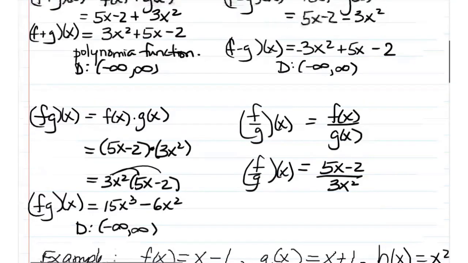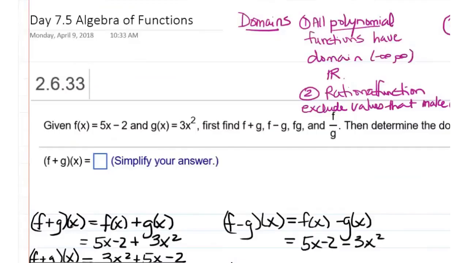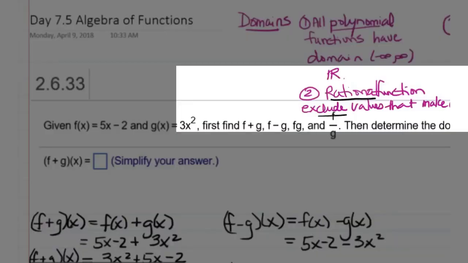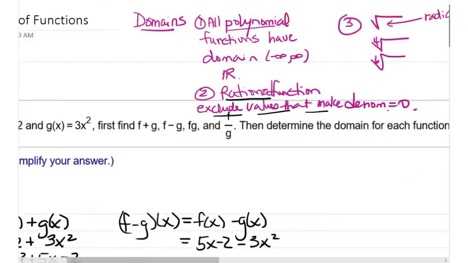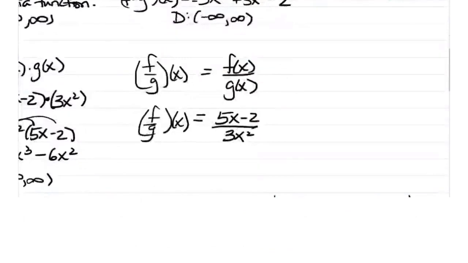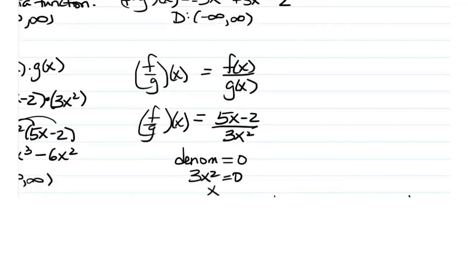So remember that the second thing I mentioned was when you have a rational function, that rational just means fraction, that you exclude the values that make the denominator equal 0. So you set the denominator equal to 0 and solve for x to find the domain. So 3x squared equals 0. Divide both sides by 3. X squared would be 0. That means that x would have to be 0. This is what we're going to leave out of our domain.